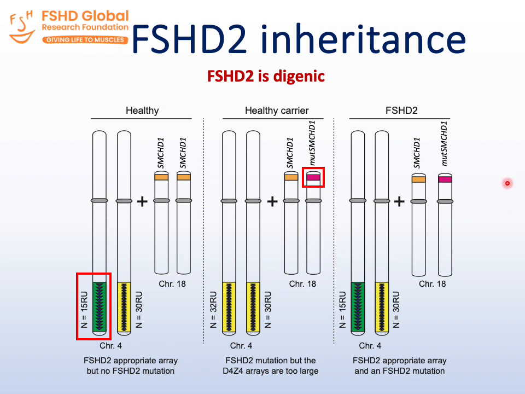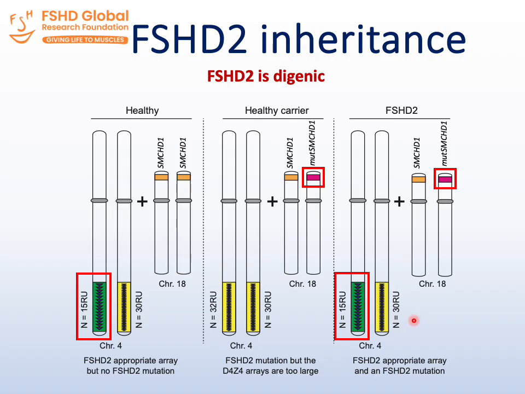So to have FSHD2, you need both components: the digenic component, meaning the mutation in SMCHD1, and a less than 20 D4Z4 repeat unit on a 4QA. Remember, you always got to have 4QA.